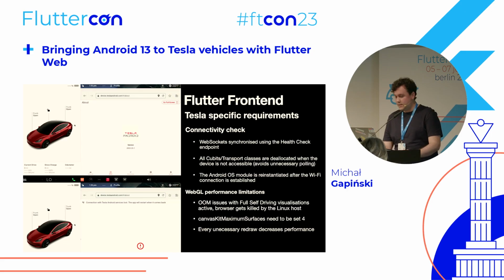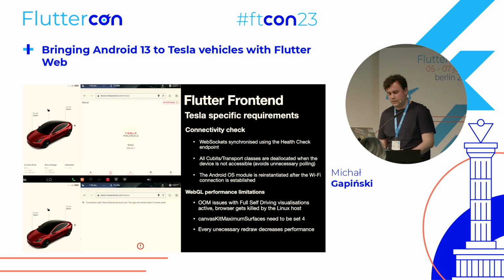Okay, now the most interesting part, which most of you are interested in, the Flutter frontend. There are some specific things to running third-party apps in the Tesla ecosystem. You need to have some sort of a health check API to synchronize all of the transport components in order to stop them from maintaining connection with the device when it is not accessible. And after the connectivity is restored, the page which hosts the Android OS viewer module is simply pushed back into the navigation stack. All of the Cubit transport components get injected, and everything starts as if the app was reloaded.